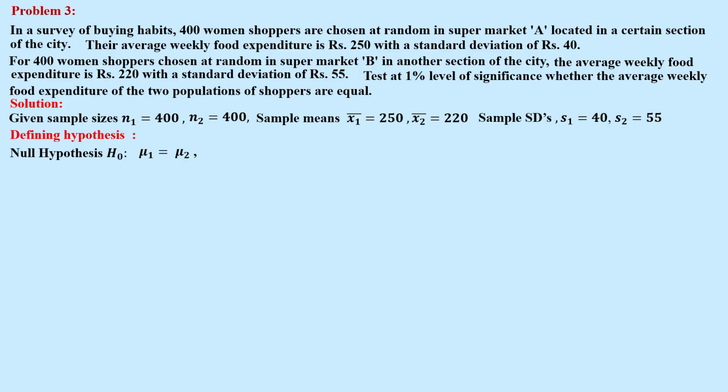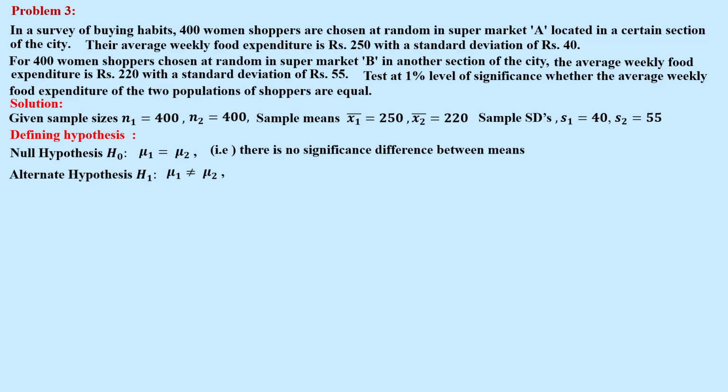Now defining the hypothesis. H0: there is no significant difference. We are taking both populations of shoppers are equal. The expenditure of the two populations of shoppers, that is supermarket A and supermarket B, both are equal. The alternate hypothesis is just opposite to H0, that is mu1 not equal to mu2, that is two-tail. We are taking a two-tail test.